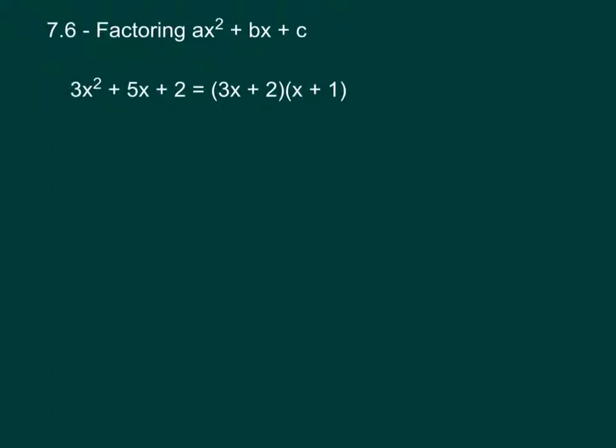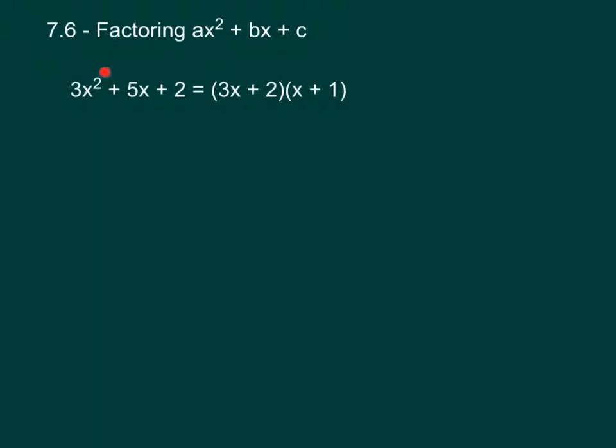Section 7.6, factoring ax squared plus bx plus c. This is the same as the last section, except now we're going to have a coefficient in front of our x squared other than 1. And so we're going to try to figure out a way to do these problems because it's a little bit different than just using the x puzzles that maybe we used to figure out the last one. It's very closely related though.